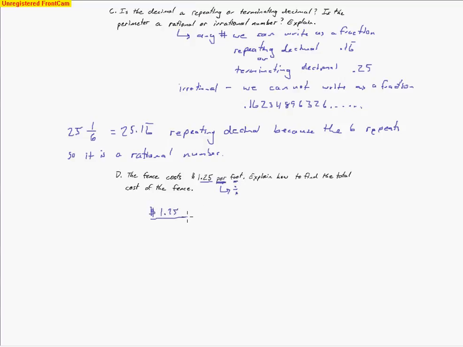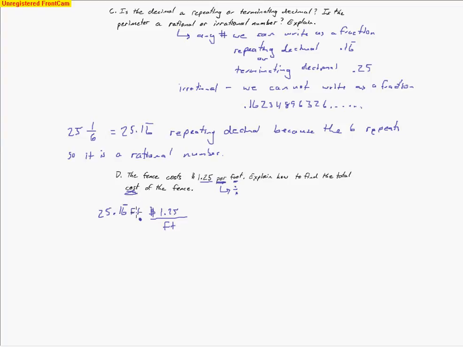So we've got $1.25 per foot. And so what we want to do is find out how much the cost is. Well, if we want to know cost, we want to know dollars. So we want to cancel out the feet. So what we're going to do is multiply by the perimeter, by how many feet we have: 25.16, and the 6 repeats.